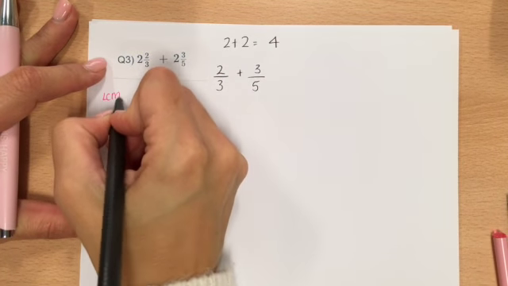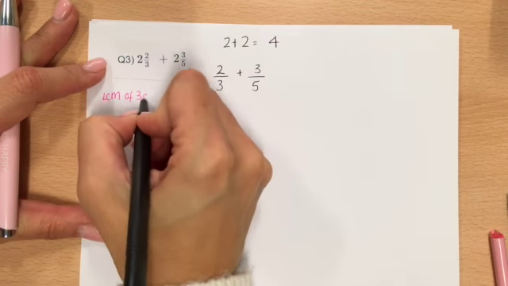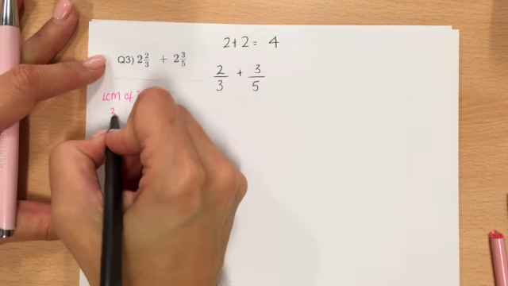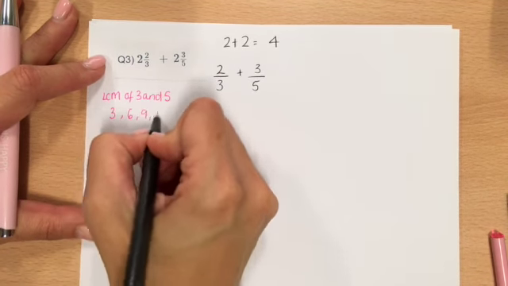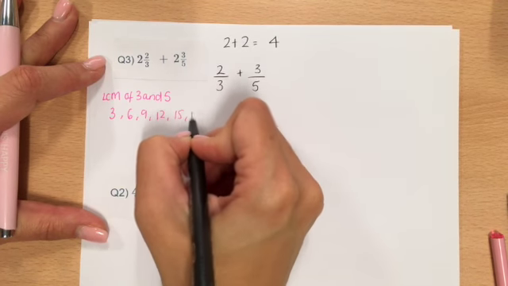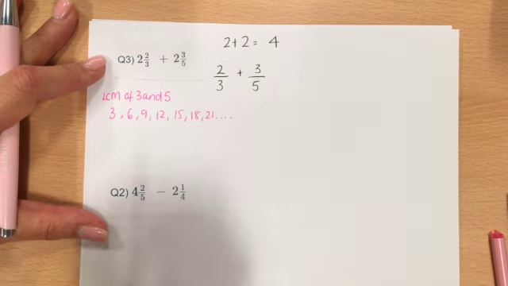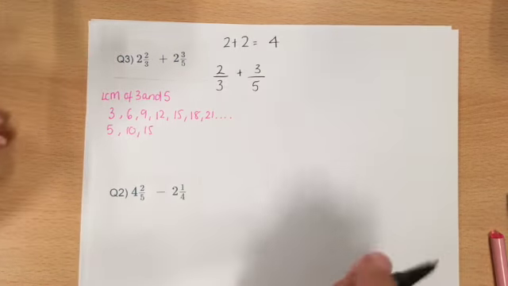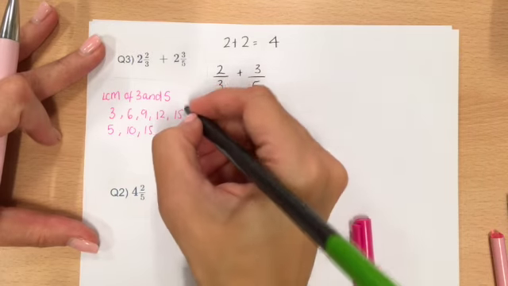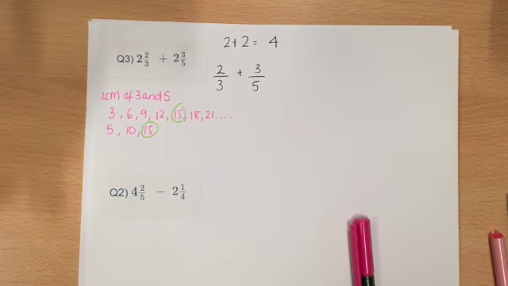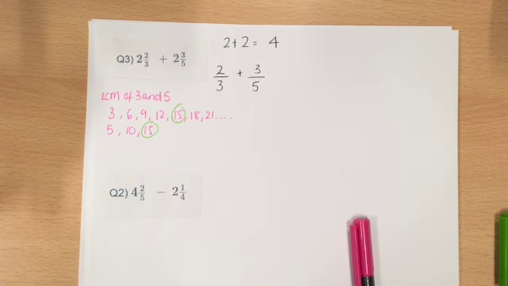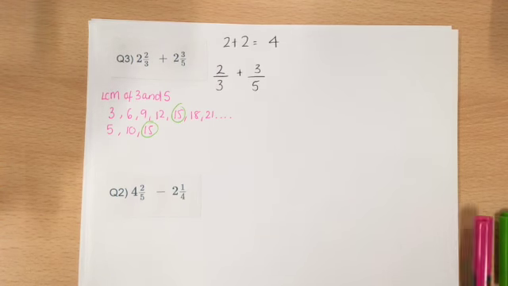Quick recap. Lowest common multiple of 3 and 5. So I'm going to write out my 3 times table. So 3, 6, 9, 12, 15, 18, 21 and so on. And then my 5s, 5, 10, 15. I know I can stop there because I've already found the lowest common multiple. So 15 is what I want our denominator to be.